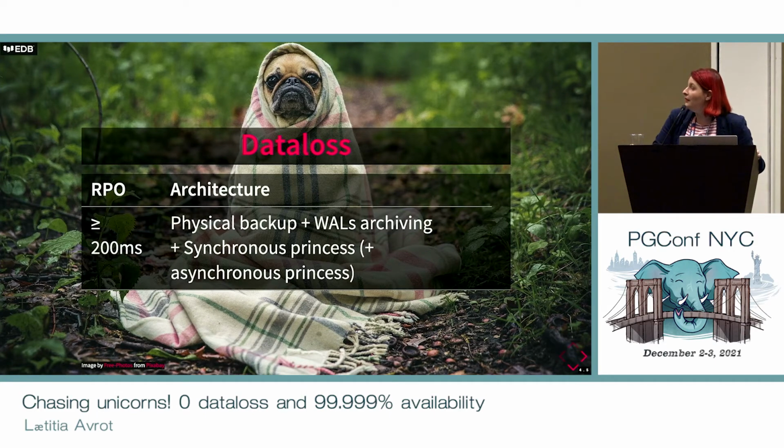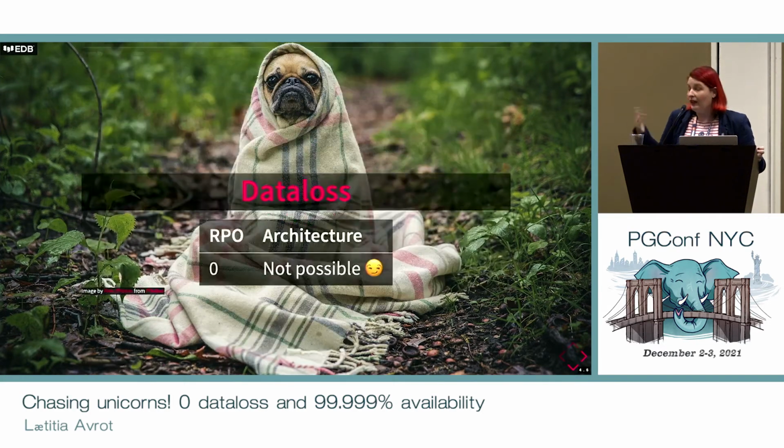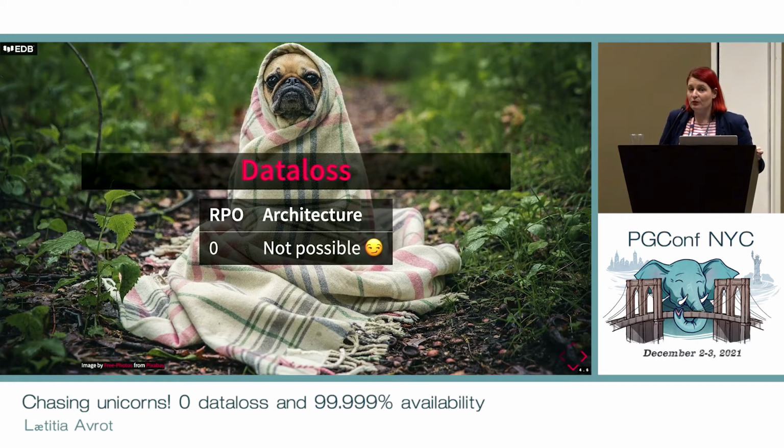Because the problem is, when I say an asynchronous princess, it's a second synchronous princess with a quorum of 1. Meaning that at one time you will have one synchronous princess and the other one will be asynchronous, but should one princess fail, the other one will be there, because you don't want to have write disruption on your primary node because a princess failed. And then again, recovery point objective of 0 is not possible.